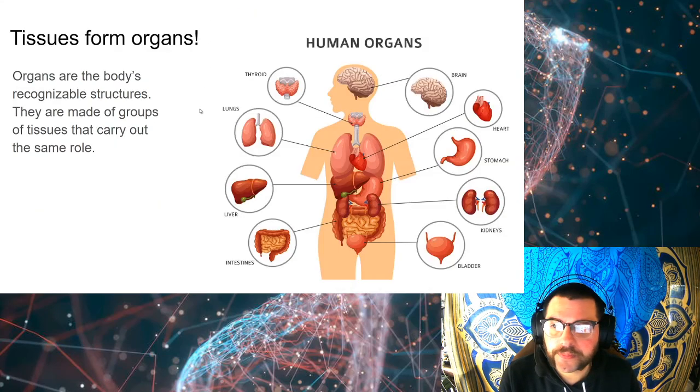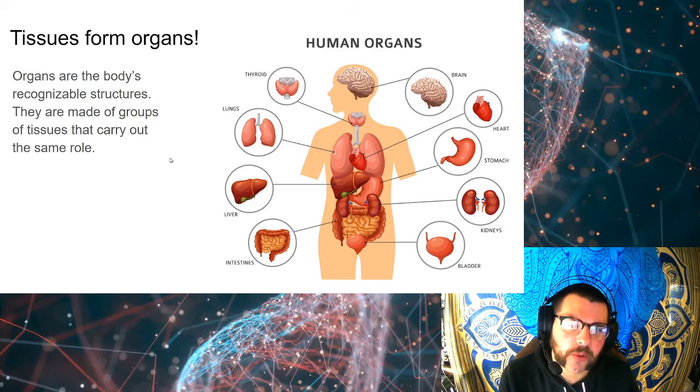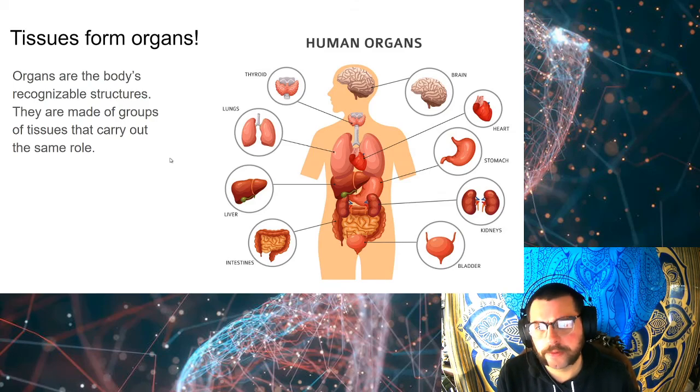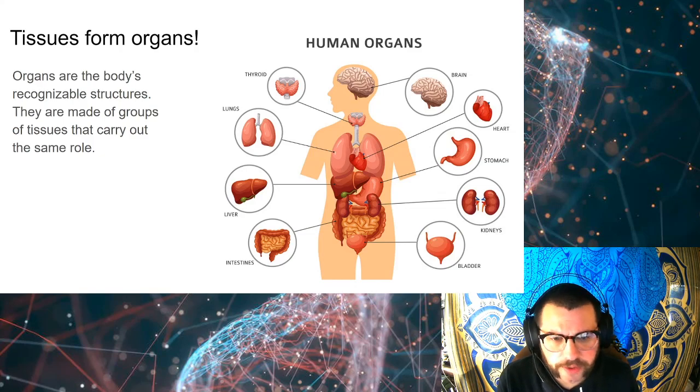Okay? Now, when we have a bunch of tissues that work together, we form things called organs. We have different organs that do different things in our body, and we went over all the different organs that have different jobs, but they are made up of a bunch of tissues that have the same role. For instance, the stomach is made of tissues that work together to do the stomach's job.